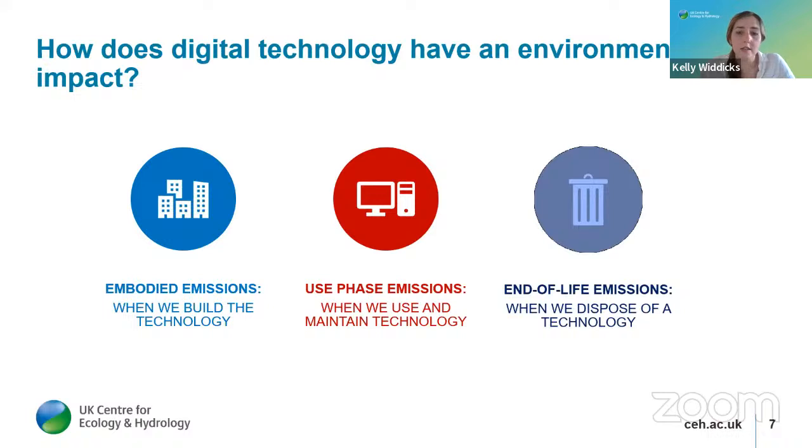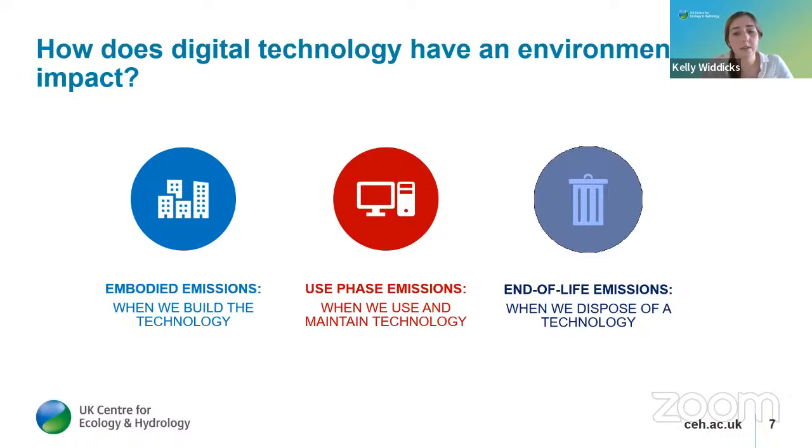So ICT creates an environmental impact at each stage of its life cycle. By this, I mean the embodied emissions released from the extraction of raw materials required for those technologies, as well as the manufacturing processes and the transport to the business or user. I also mean the use phase emissions or operational emissions from energy use and maintenance, and then the end of life emissions as digital technology is disposed of.